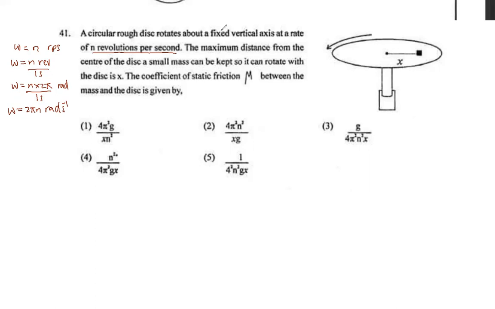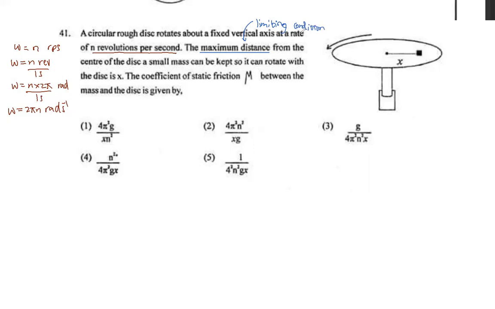Careful. The maximum distance from the center of the disk at which a small mass can be kept so it can rotate with the disk is x. So they are talking about maximum distance. When they say maximum distance, they are talking about a limiting condition, aren't they? And we don't want it to slip with respect to the disk. So when the disk rotates, it will stay still on the disk. It will not slip, so it will rotate along with the disk.